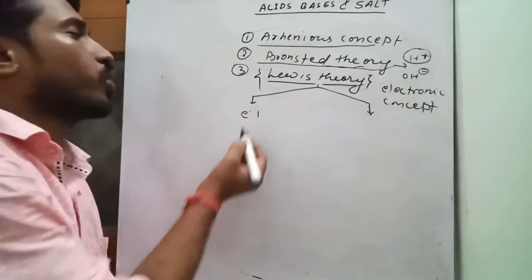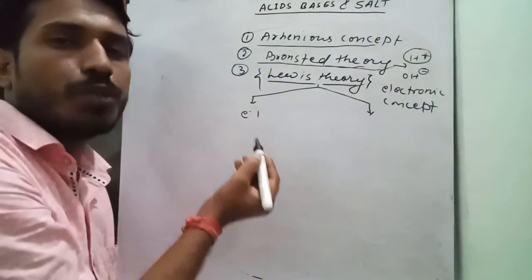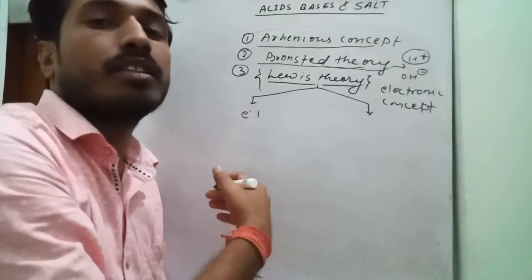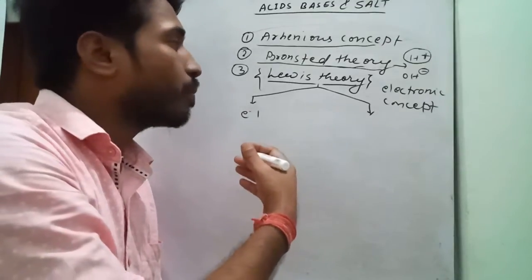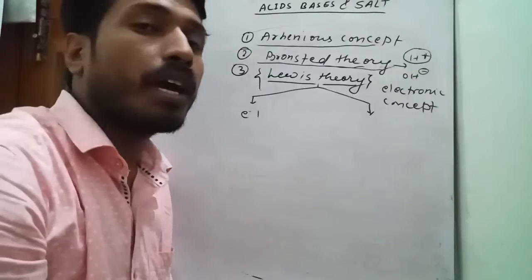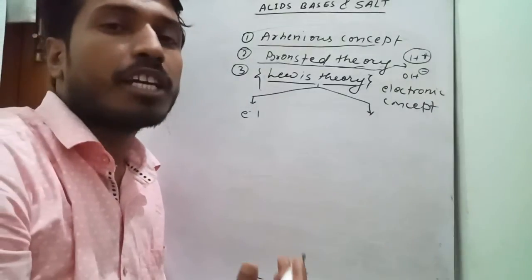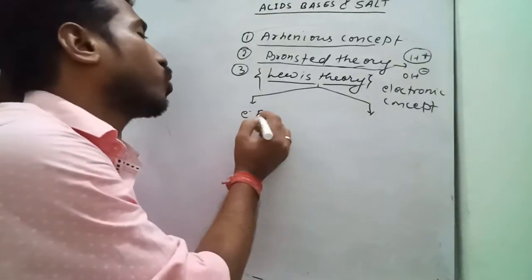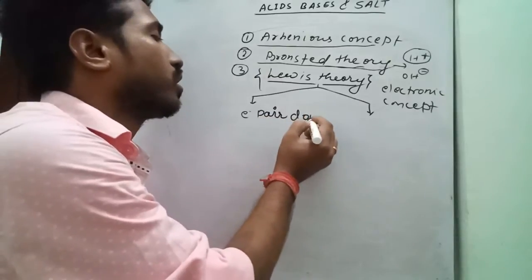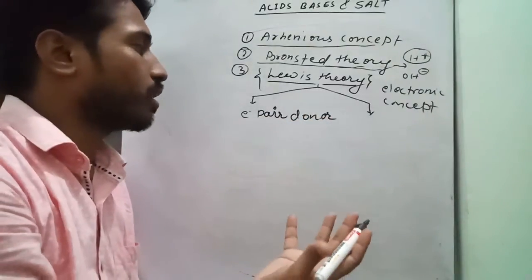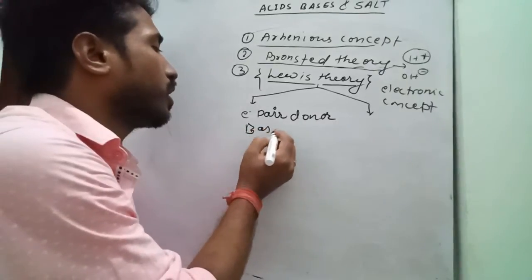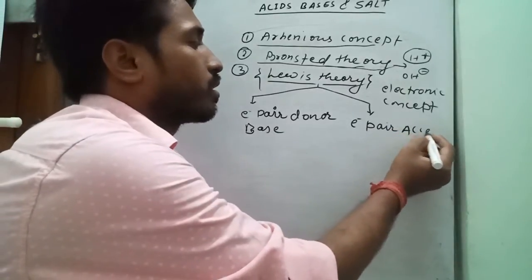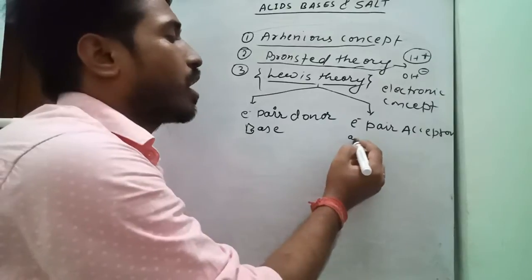According to Lewis theory, those species or compounds which can donate an electron pair are referred to as base, and those which can accept an electron pair are referred to as acid. That is, electron pair donor species are base, and electron pair acceptors are acid.